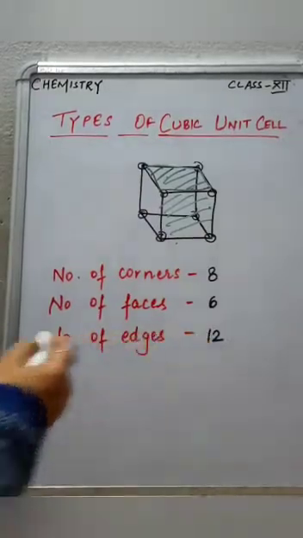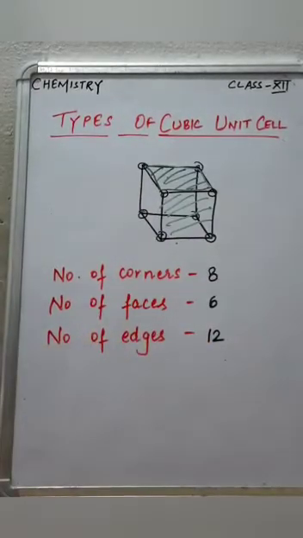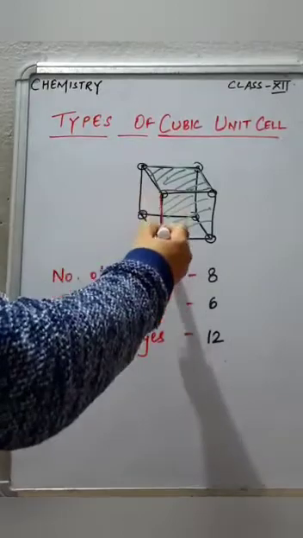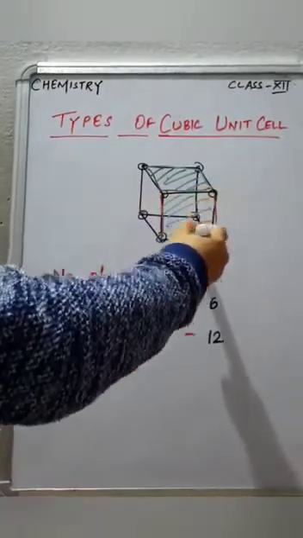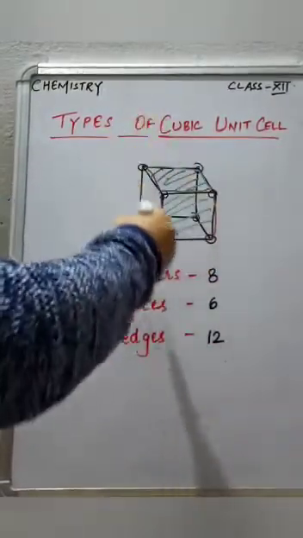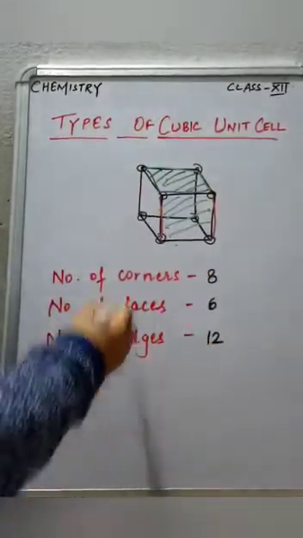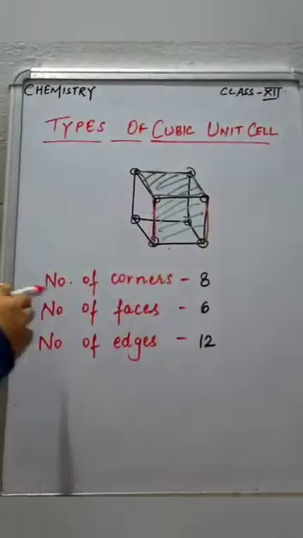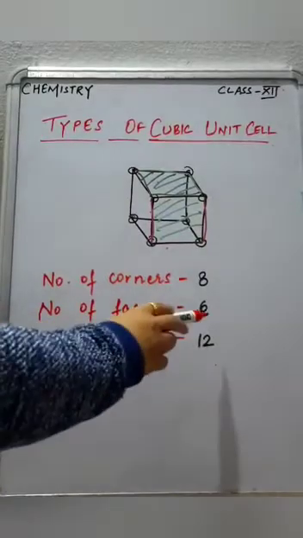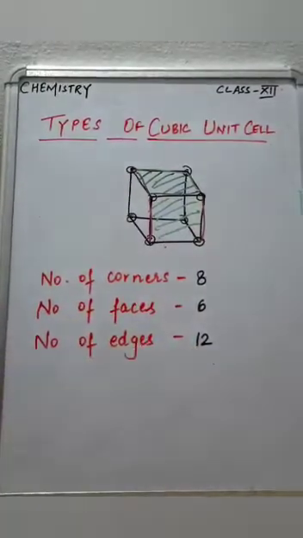And number of edges. Edges means this line is called an edge. This is an edge of a cubic unit cell. If you count all the edges here, we have 12 edges in a cubic unit cell. Number of corners are 8, number of faces are 6 and number of edges are 12.